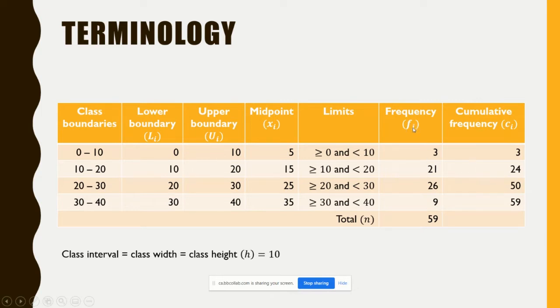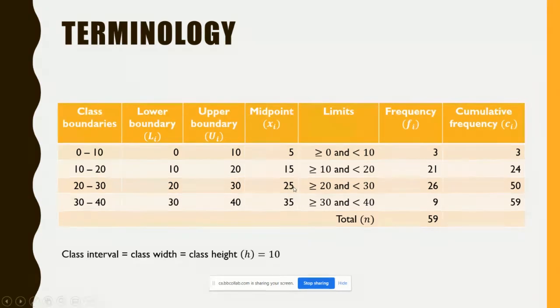And now let us see what this i means. Why do I say i here? Here in this case, I wanted to show which row we are talking about. The row 1, 2, 3, 4. So for example, if I say upper boundary of the second row or the second class, I say U2. The U2 is 20. So if I say X3, what does X3 mean? The third one, 1, 2, 3. So I'm talking about the 25.